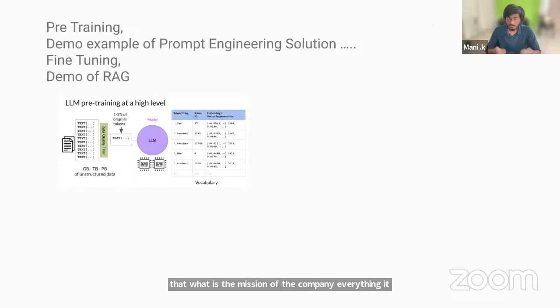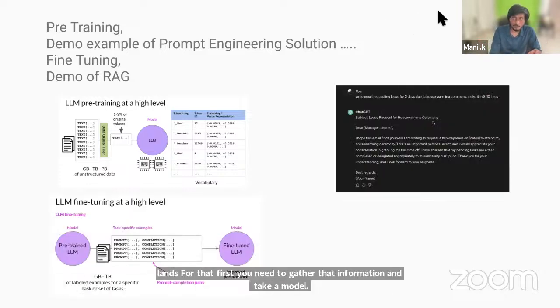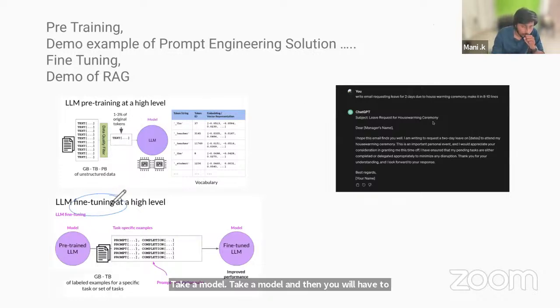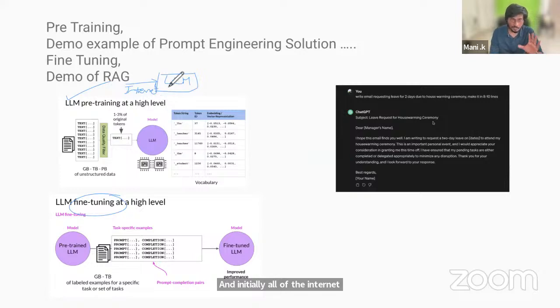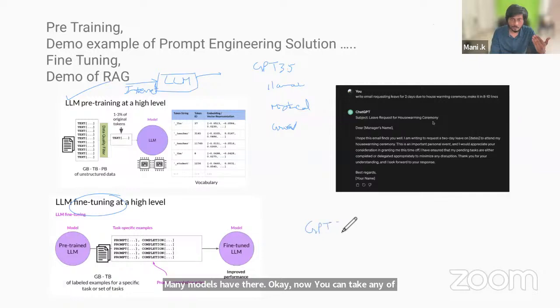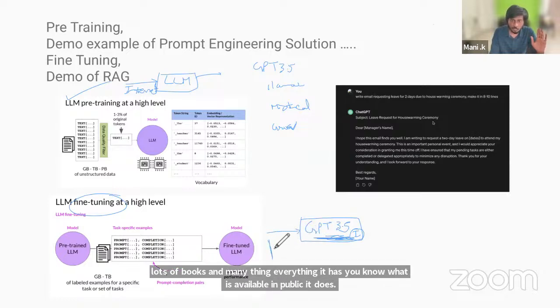For that, first you need to gather that information and take a model, and then you will have to fine tune it. This is the first process, guys. See, there will be a large language model, and initially all of the internet data has been given to this LLM, right? Many are there: GPT 3.5, Llama 2, Mixtral, Grok. You can take any of these models. Let us say I will take GPT 3.5. This model already has the entire internet data, lots of books and many things, everything that is available in public. Now, to this GPT, you will give your data about your company.